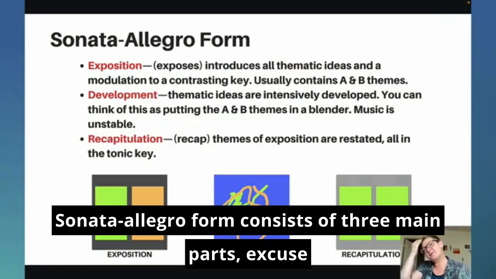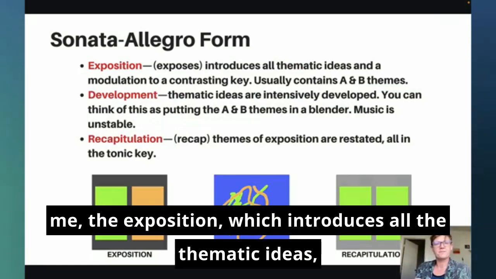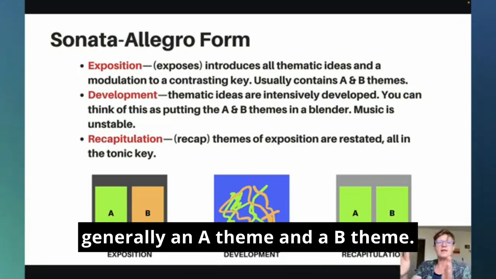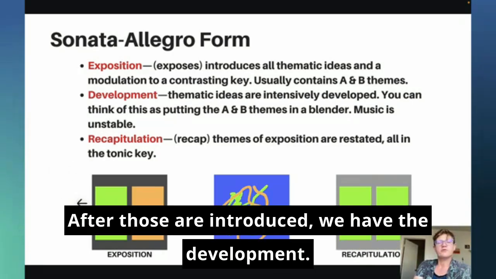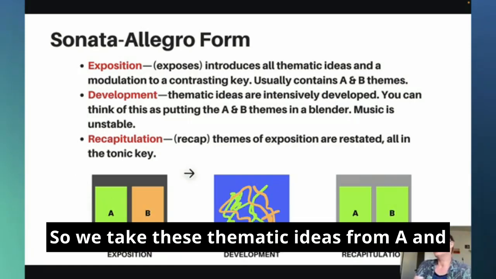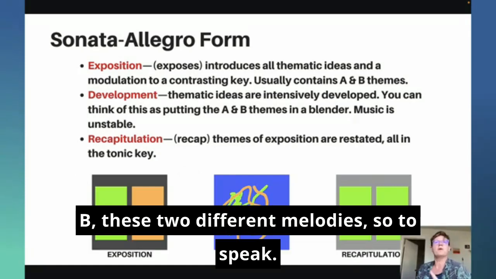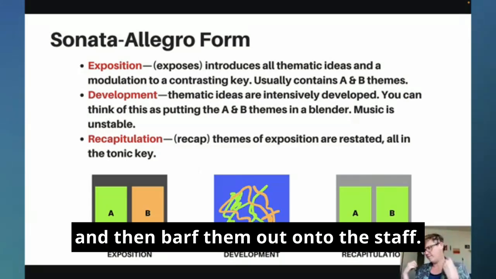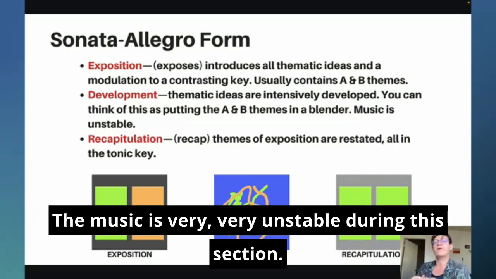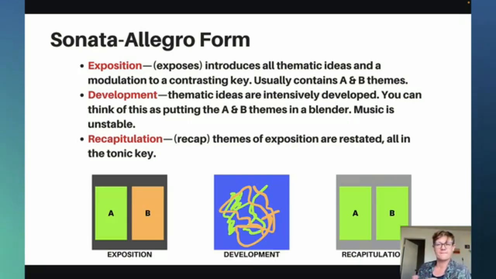Sonata Allegro form consists of three main parts. The exposition, which introduces all the thematic ideas, generally an A theme and a B theme, and you can see that over here. After those are introduced, we have the development. So we take these thematic ideas from A and B, these two different melodies, so to speak, we put them in a blender, chop them up, and then barf them out onto the staff. The music is very, very unstable during this section.